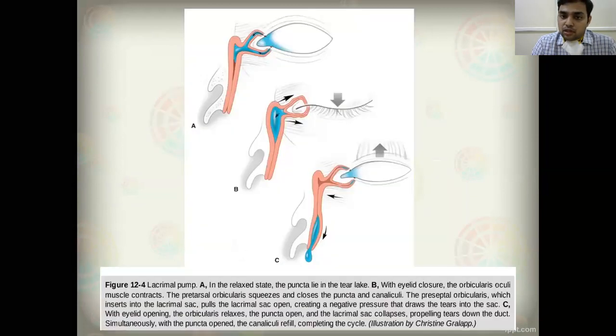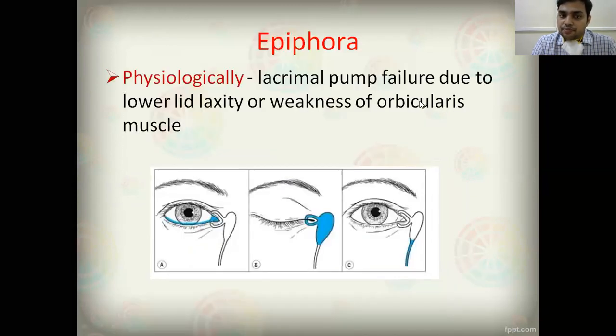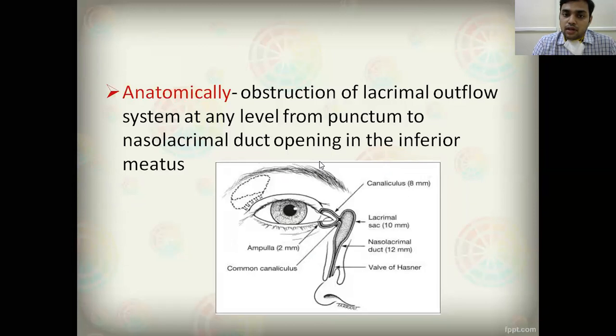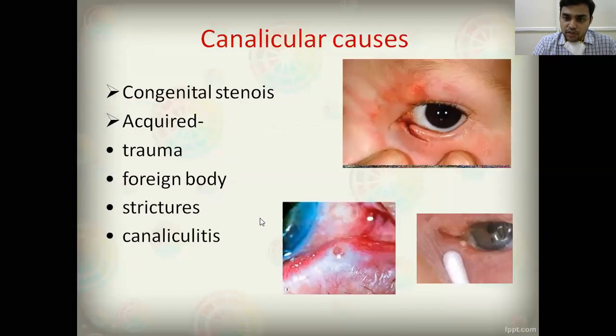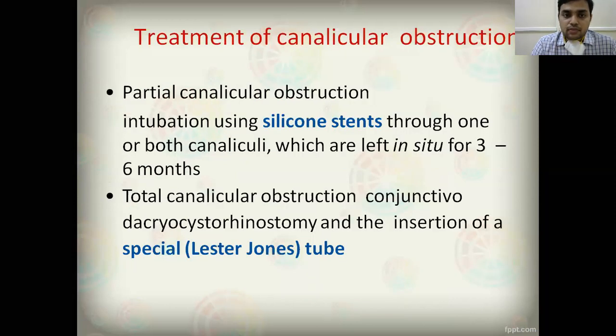Lacrimal pump failure is because of weakness of the orbicularis muscle. It is mainly seen in old age, where lid laxity is present. Mechanical obstruction may be due to congenital or acquired causes. In case of acquired, the main reasons are post-inflammatory, post-trauma, and tumors, the main acquired causes of obstruction of the lacrimal passages. So these are the two types of epiphora.